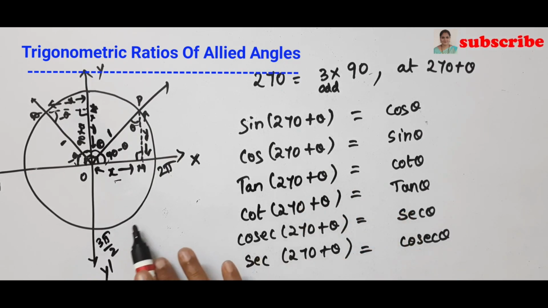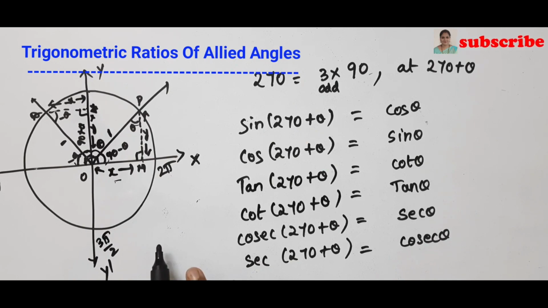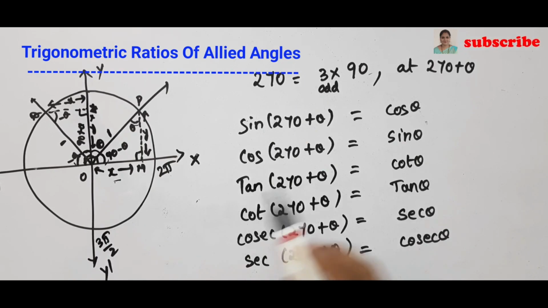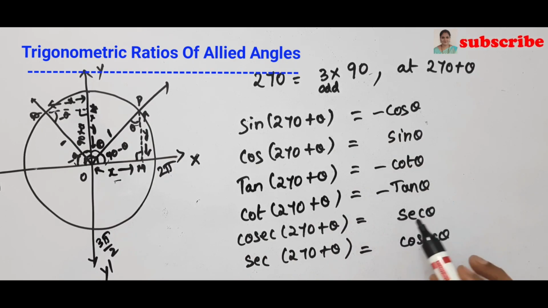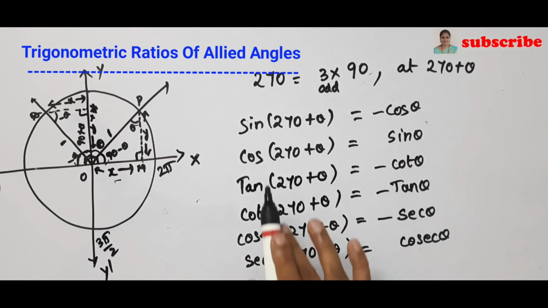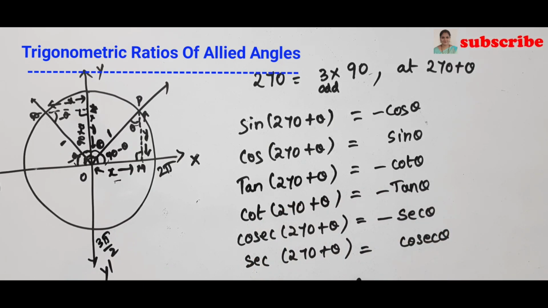270 plus theta means it will be in the fourth quadrant. In the fourth quadrant, except cos and secant, remaining all will be negative. So keep a minus sign, except for cos and secant. So cos of 270 plus theta will be positive. Secant of 270 plus theta will be positive. In this way, using this logic, you can write for any angle which is an odd multiple of 90 plus theta. Okay.